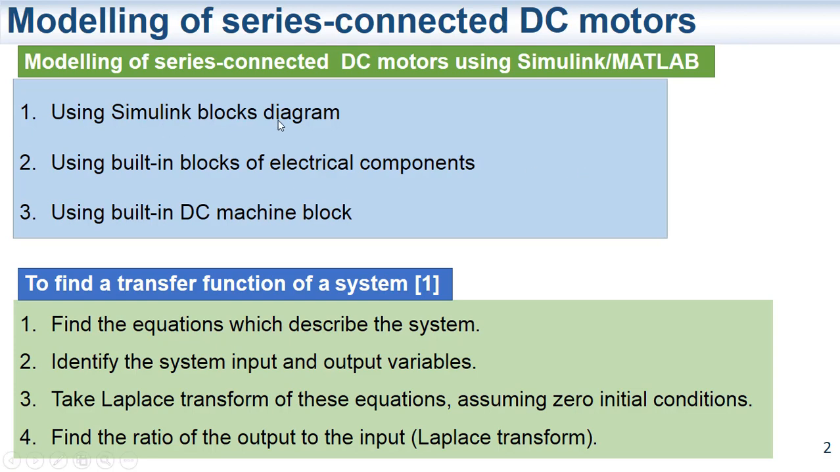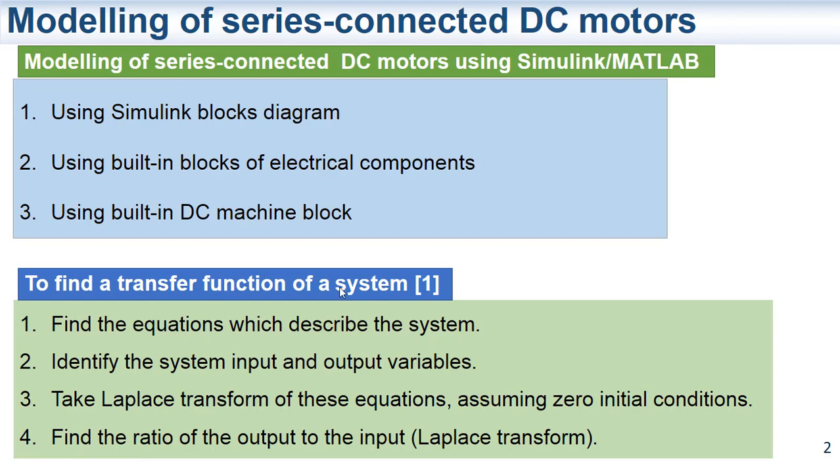So the DC machine, the series connected DC motor, is modeled using three different approaches. The first one is to use a block diagram, which requires finding the transfer function of the machine. The second one is to use the built-in blocks in the Simulink Simscape library. The third and final one is to use the built-in DC machine block already built in Simulink to test and validate the first two models presented.